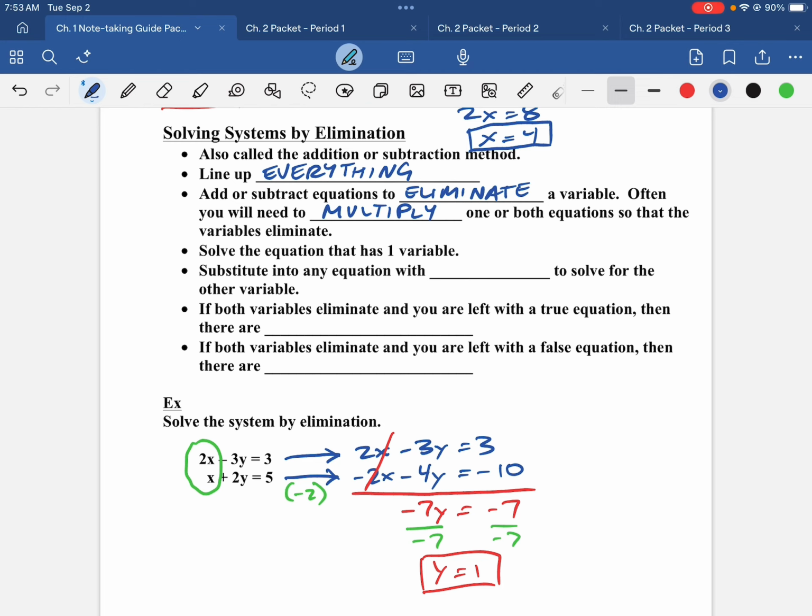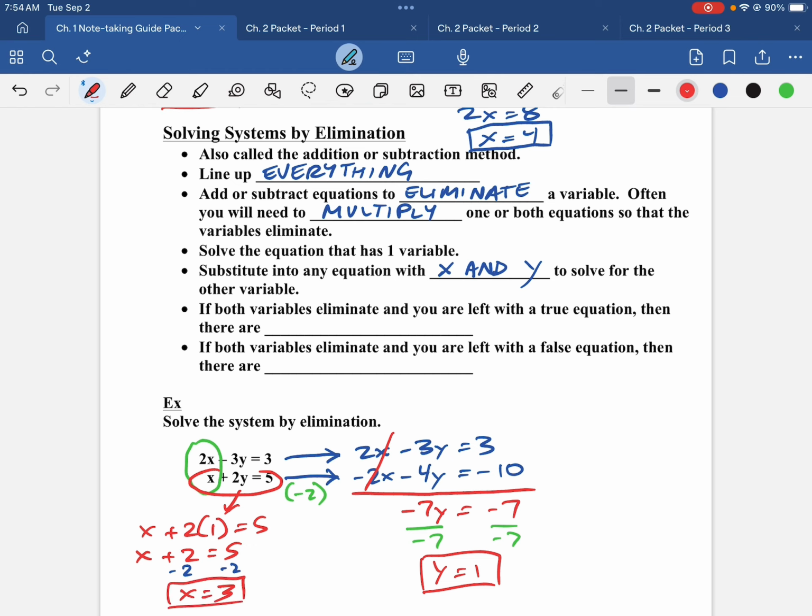So what I want to do now, now that I've solved for one variable, is substitute into any equation with x and y. I need to find an equation that has x and y in it. So the original equations are good ones to go to. So I'll use this second equation here. But you could use the first one, and I'm going to substitute in 1 for y. Okay, and then I just subtract 2, and x is going to equal 3.